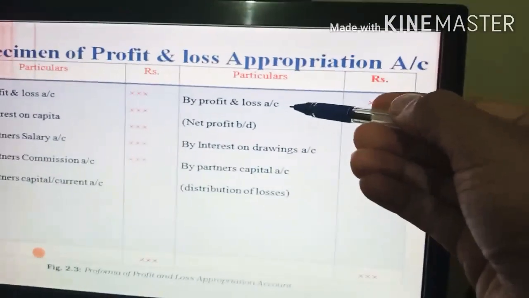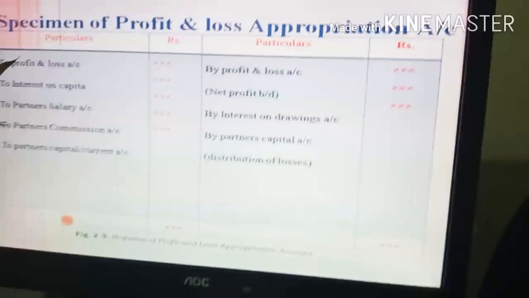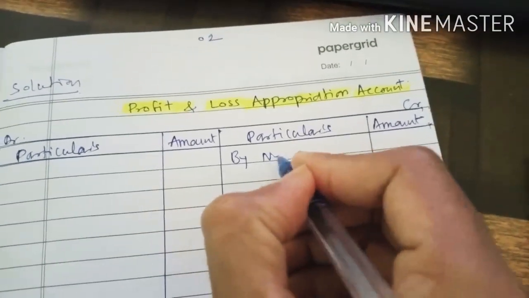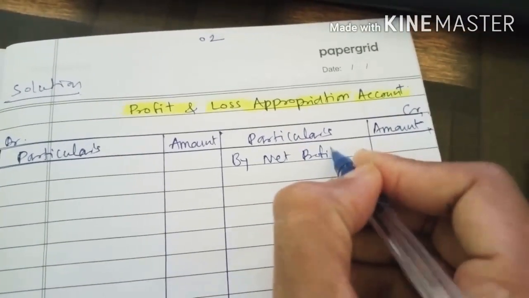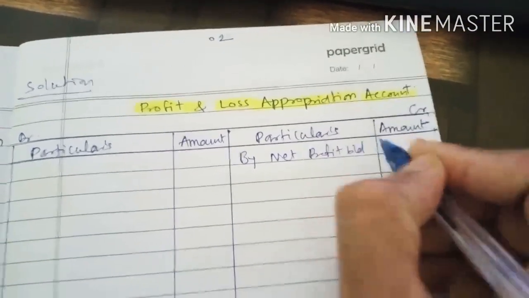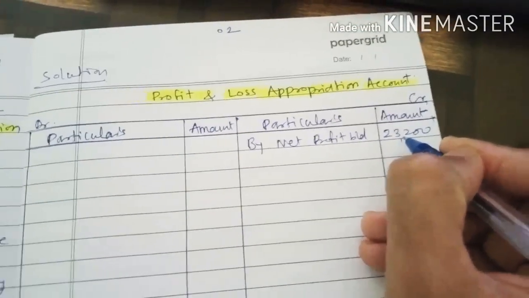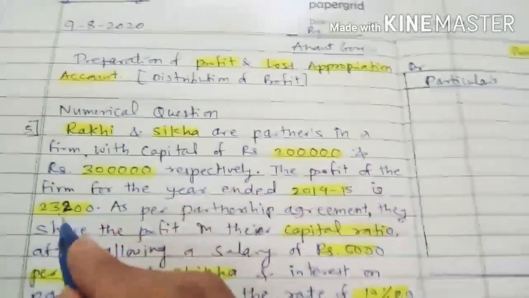Let us see this format. In the profit and loss account, if there is a profit, that is net profit brought down. So you have to record this profit in the credit side, that is by net profit brought down. What is the profit? 23,200 rupees. This is the profit.